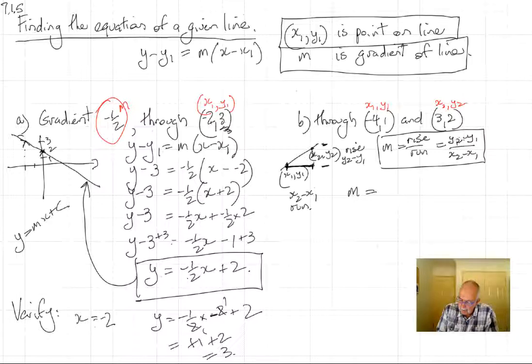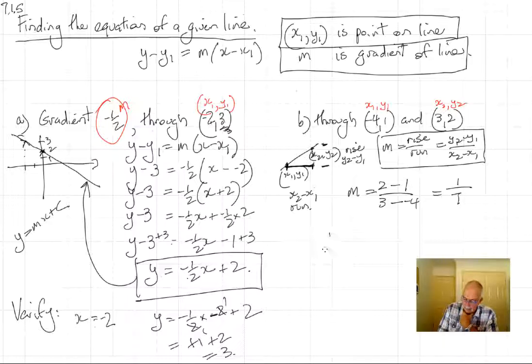So I'm going to substitute in y2 minus y1 here. So y2 is 2 minus y1 is 1 up there, over x2 is 3 minus x1 negative 4. So 2 take 1 is 1 over 3 minus a negative, 3 plus 4 is 7. So my gradient is 1 over 7. So I've had to do an extra step here. I didn't have the gradient to start with.